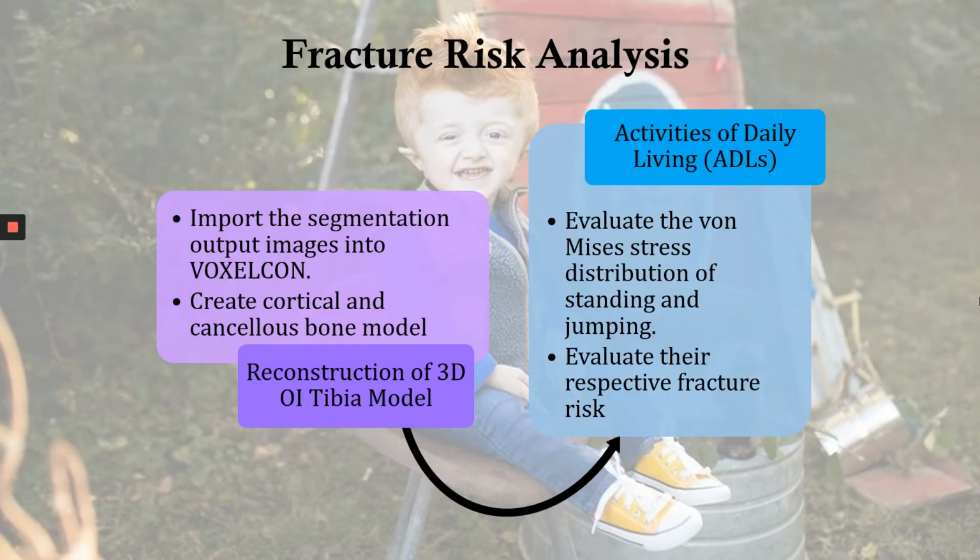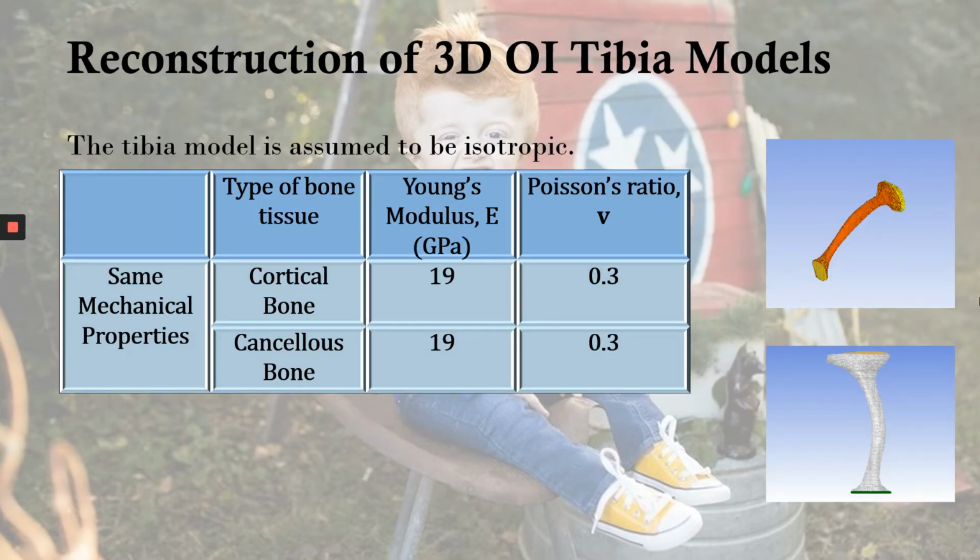This slide shows how we perform the fracture risk analysis. The tibia models are assumed to be isotropic. The first figure shows the tibia bone developed from the same model of cortical and cancellous bones. The orange region is the cortical model, while the yellow region shows the cancellous model. Then another figure illustrates the bicortical cancellous model used for further analysis.